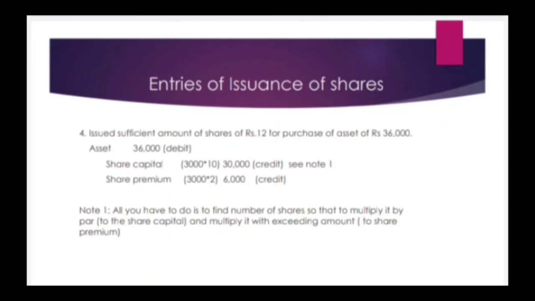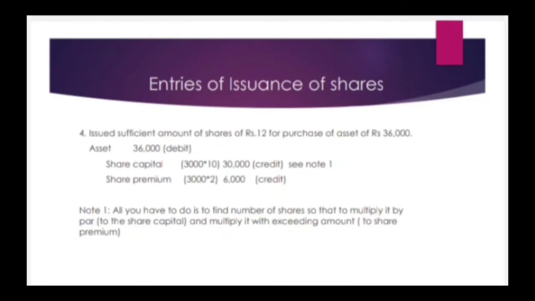Now let us take a look at the case of shares issued against assets. Issued sufficient number of shares of rupees 12 for purchase of asset of rupees 36,000. So asset shall be debited by 36,000 by its cost, and share capital shall be credited by 3000 into 10, 30,000. How we got 3000 into 10, 30,000, we shall see in the note. Then share premium, as the shares are being issued at rupees 12, so 2 rupees will go to the premium, and 3000 into 2, 6000.